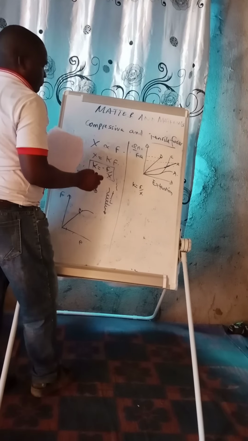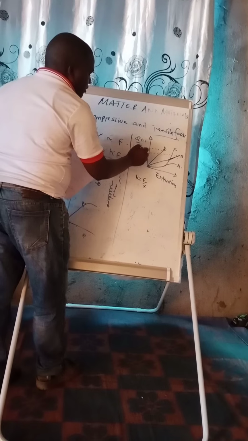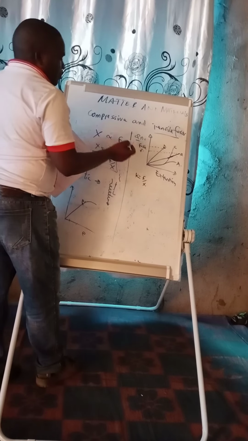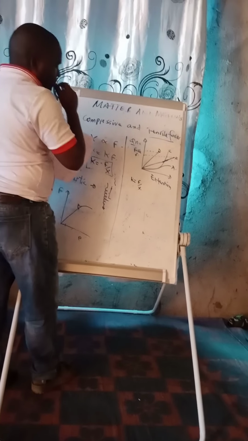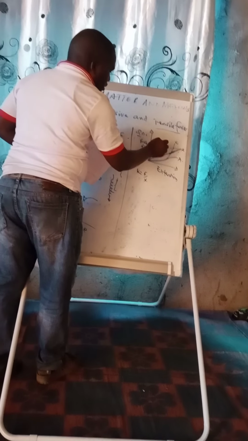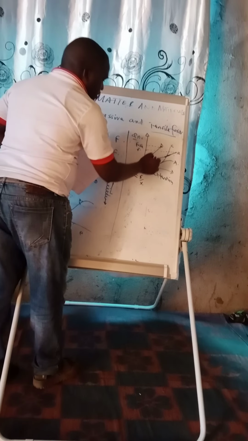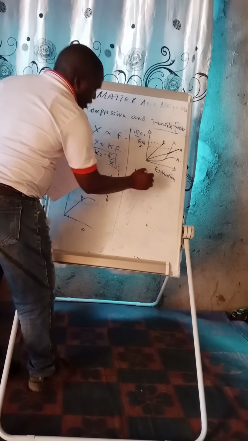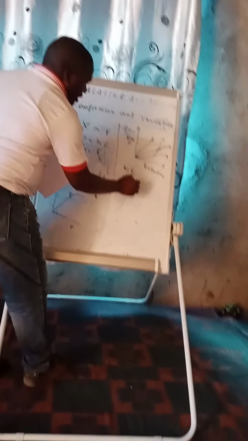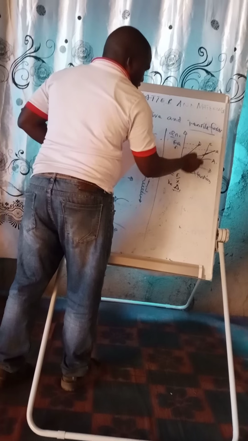This one is small. So the larger force here is D. Also we have to find which is steeper. The steeper is this one. Remember that force constant is equal to gradient. So the larger gradient is the larger force constant. So D will have the larger force constant.